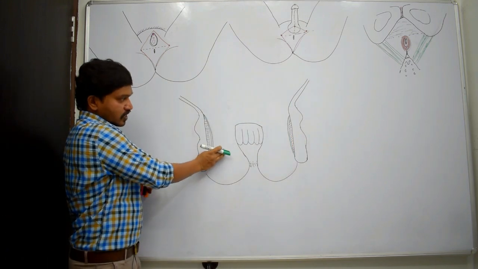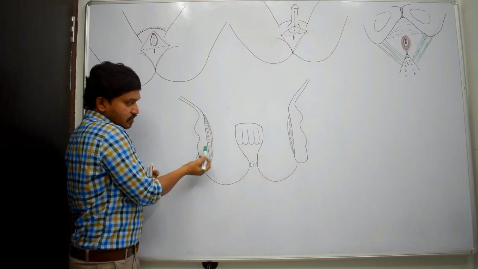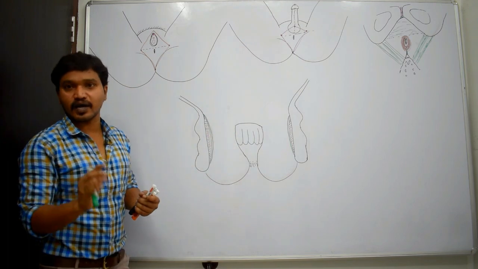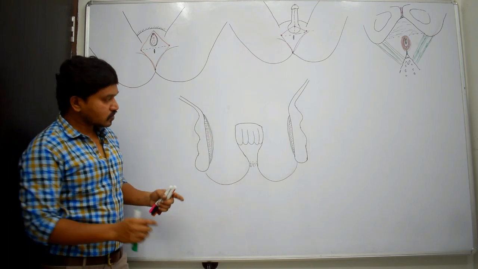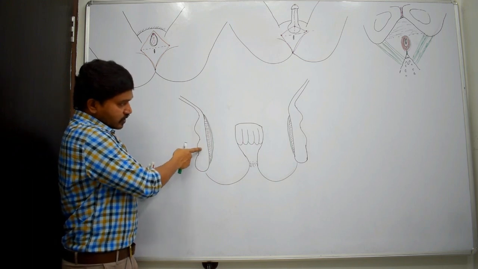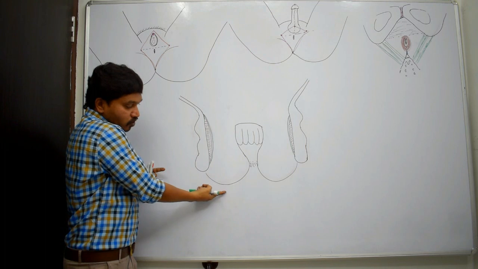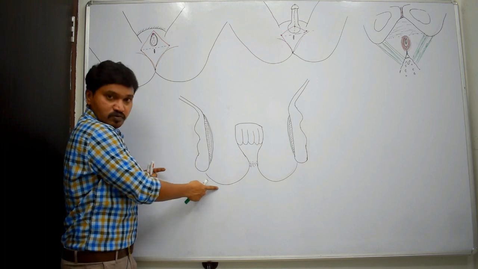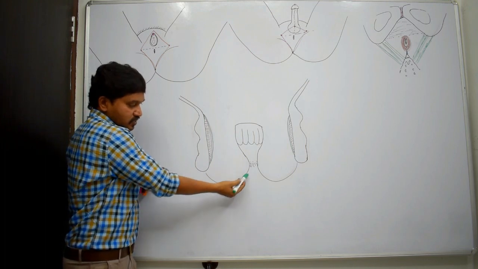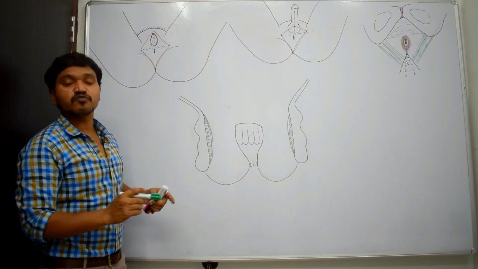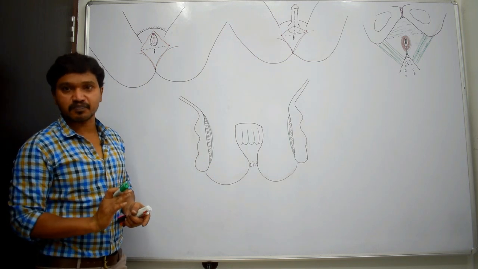This is the fossa present in between the ischium and anus. So, this fossa what we are calling? Ischioanal fossa. Right? So, here we have lateral boundary, medial boundary. And floor also we have. This is floor or base. It is formed by perianal skin. Then where is roof? Roof is formed by pelvic diaphragm.